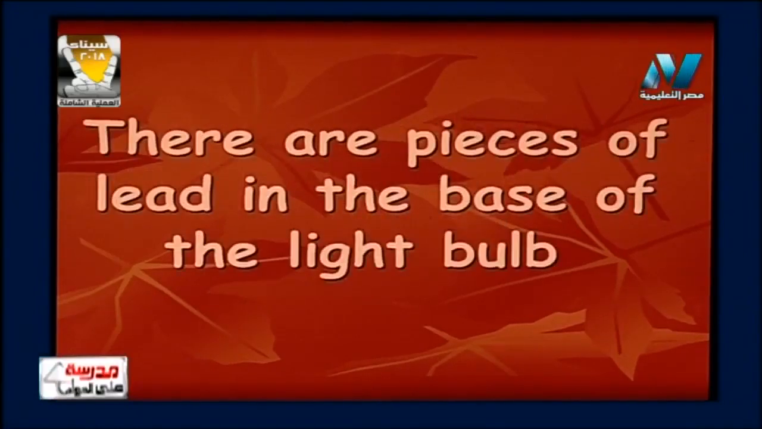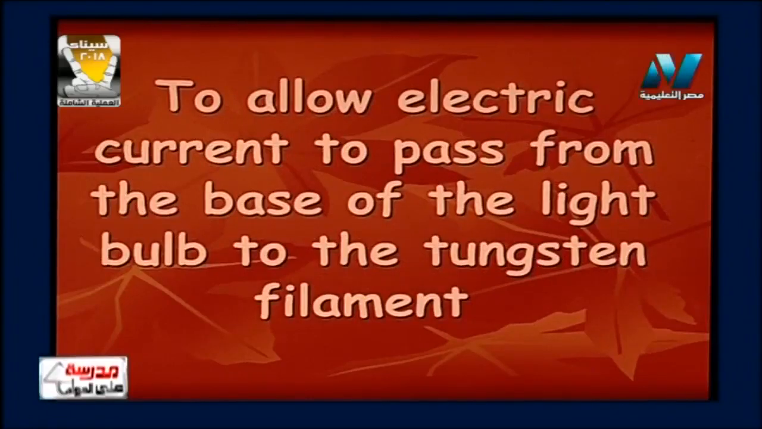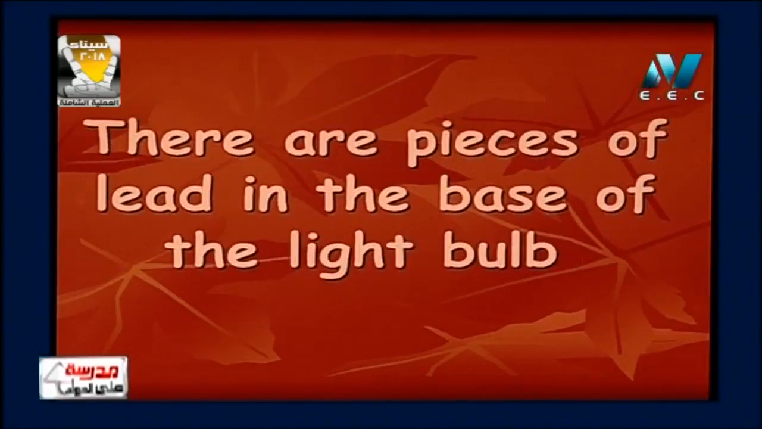There are pieces of lead in the base of the light bulb. Why are there two pieces of lead? To allow electric current to pass from the base of the light bulb to the tungsten filament. Again, there are two pieces of lead, or there are pieces of lead.